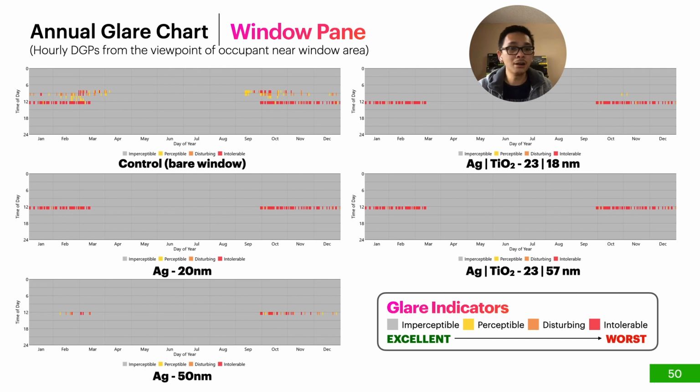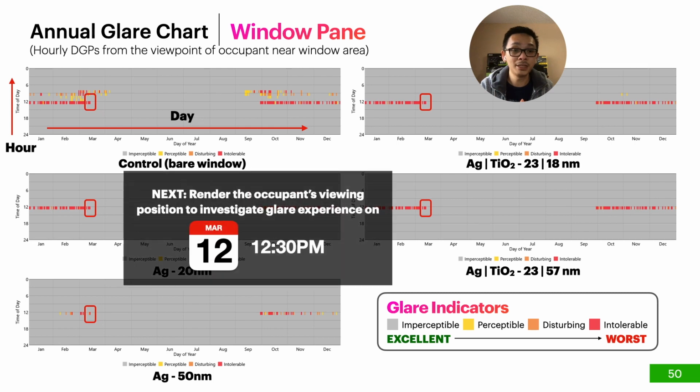What we can see over here is the annual glare chart, which showcases the hourly DGP over the time of the year, from January to December, for each day. So we can see the addition of the layers of films reduces the glare experience. But to study further, we pick a day specifically, March 12 at noon.